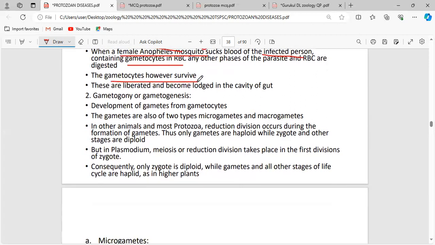The gametocytes, however, are going to survive. They are liberated and become large in the cavity of the gut. They reach the gut cavity of the mosquito. There they are going to undergo fertilization. We know the gametes produced at the end product of the merocyte are microgametes and macrogametes.